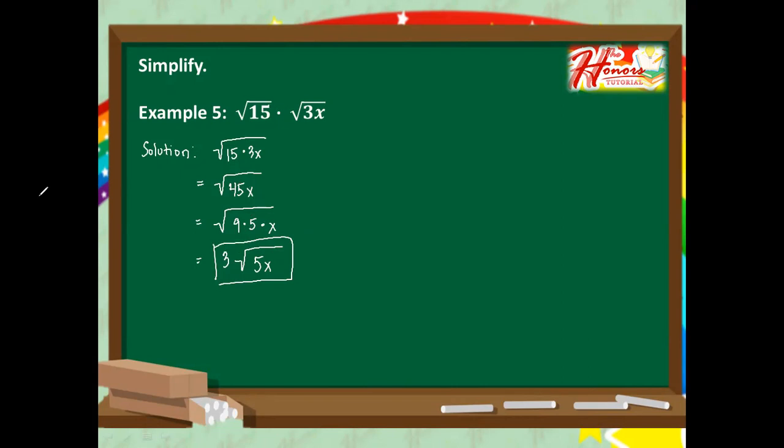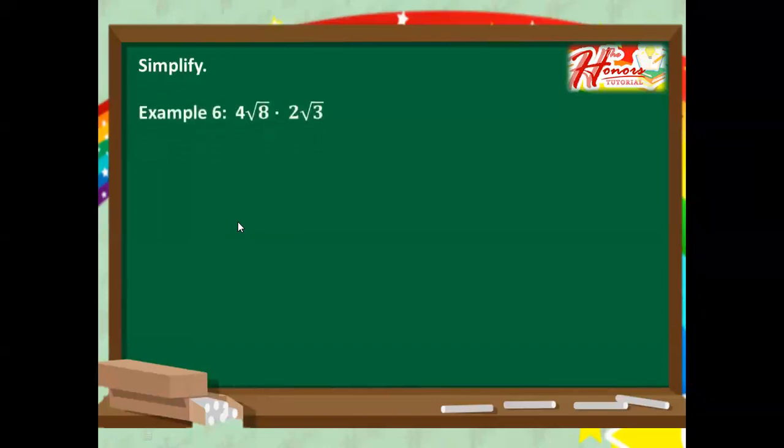Next, we have example number 6. Let us simplify first square root of 8 because it is possible to simplify it. Let's write our solution here. So we have here 4 square root of factors of 8. The first factor should be a perfect square number while the second one is not. So for 8, we can use 4 times 2 times 2 square root of 3.